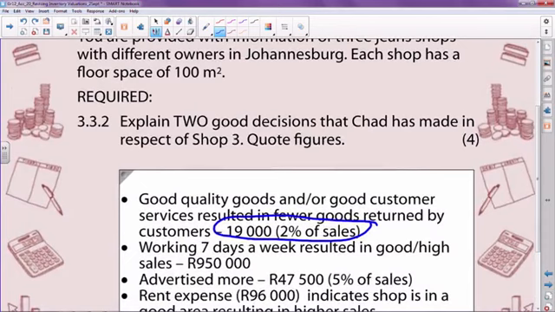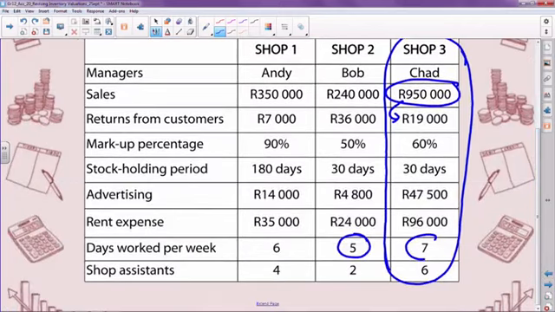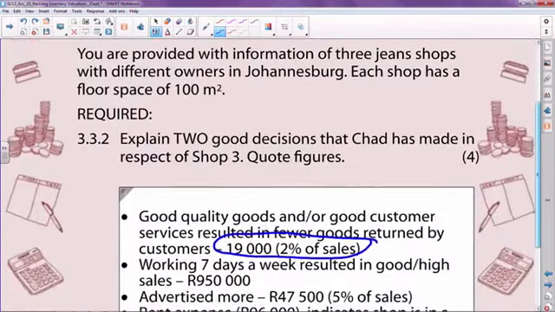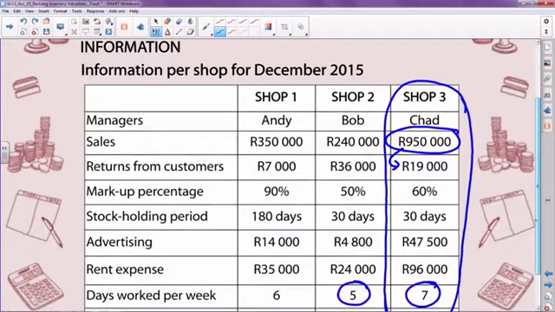You're working 7 days a week. That's right. Watch this here. Compared to the others, you're working 7 days a week. Obviously, you're providing quality service in terms of service delivery to your customers, right? And obviously, this would result in higher sales. You've advertised more, 47,500. And yes, clearly evident.